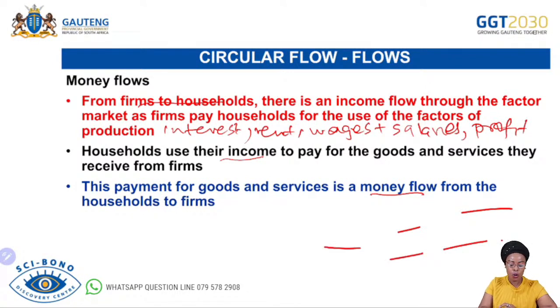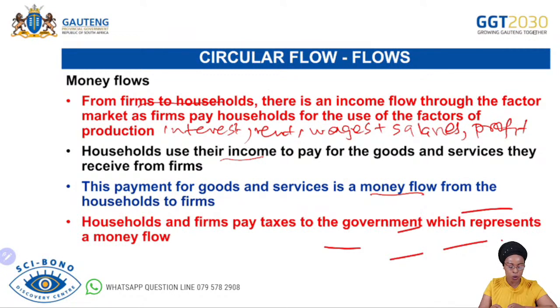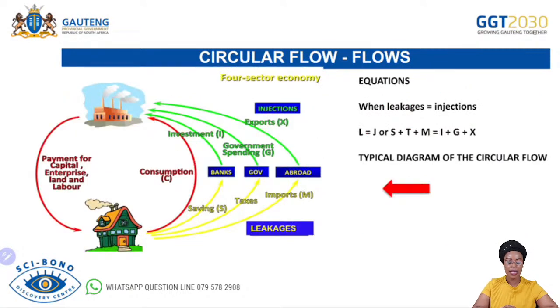Okay, so let us quickly move to another slide. But before we do that, let's look at households when they pay tax and the firms when they pay tax. They pay tax to the government using what? Money. That is a flow. Then you learned about the flows between different participants. Now you need to learn about leakages and injections. Remember, I introduced the word leakage and the word injection to you in the concepts.